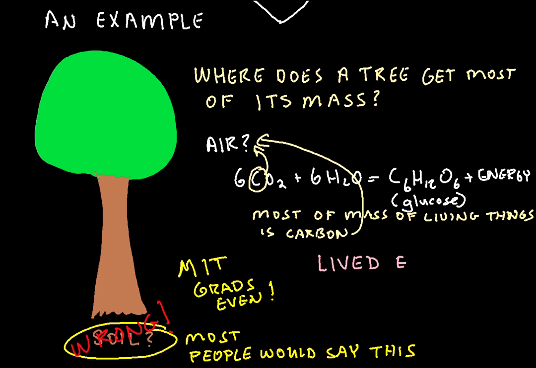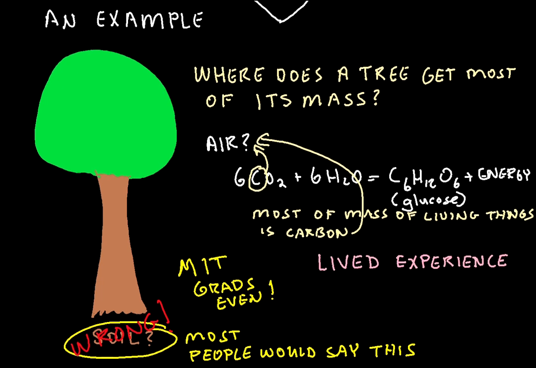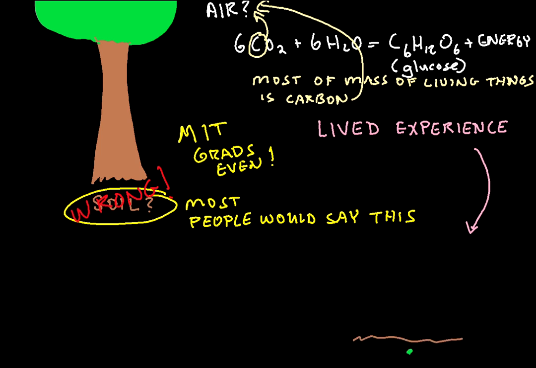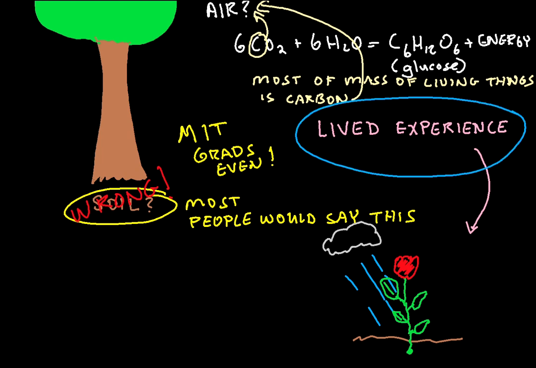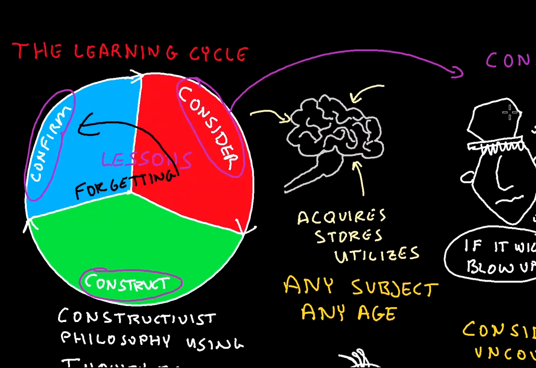Many people have the false impression about this topic because their lived experience tells them that you put plants in the soil, you water them, and then they get bigger. They must be pulling their mass from the soil. What we truly know is what we've learned from lived experience. That's the knowledge we own. The knowledge we rent is the information told to us, but not experienced. Think of all the information you learned or heard and forgot in school.